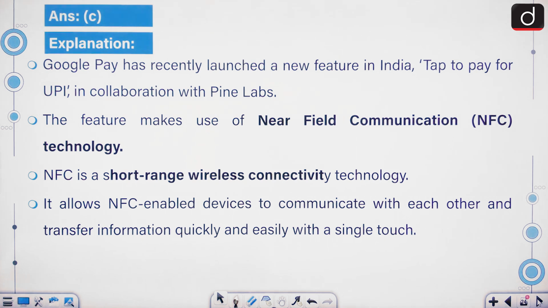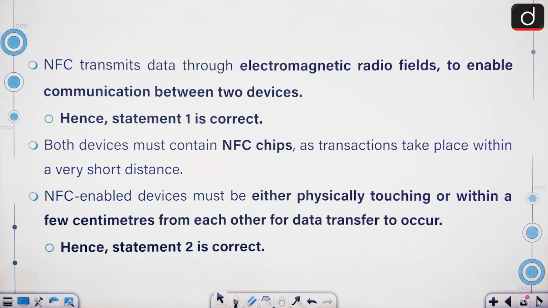Google Pay has recently launched a new feature in India, Tap to Pay for UPI, in collaboration with Pine Labs. The feature makes use of near-field communication technology. NFC is a short-range wireless connectivity technology, allowing NFC-enabled devices to communicate with each other and transfer information quickly and easily with a single touch. The transmission of the data through electromagnetic radio fields occurs to enable communication between two devices. Both devices must contain NFC chips, as transactions take place within a very short distance, and devices must be either physically touching or within a few centimeters from each other for data transfer to occur.